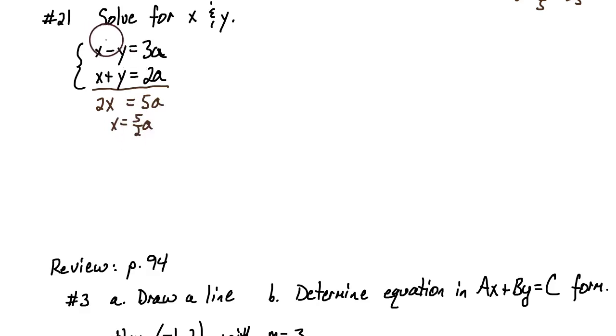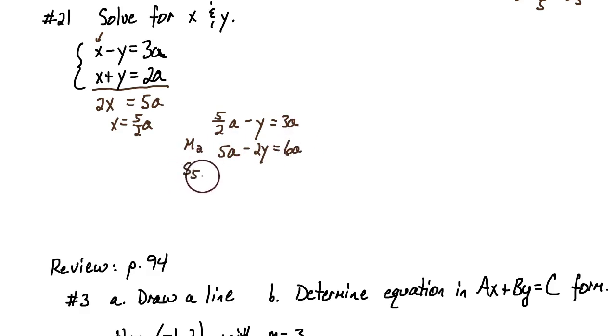Let's substitute that in place of the letter x in the first equation. 5/2 a minus y is equal to 3a. I'm going to multiply everything by 2 to remove the fraction. 5a minus 2y is equal to 6a.